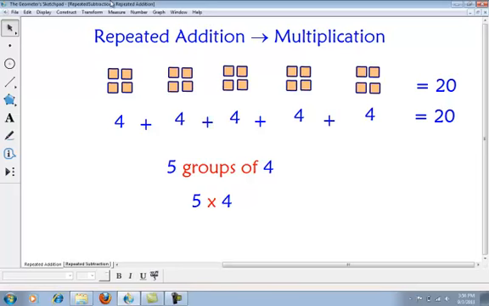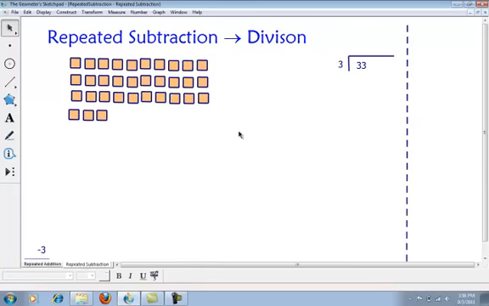So this picture represents 5 groups of 4. And we know that 5 times 4, or 5 groups of 4, has a value of 20. And so that's how we use repeated addition to do multiplication. Now the inverse of addition is subtraction. The inverse of multiplication is division. So let's look at how we can use repeated subtraction to do division.